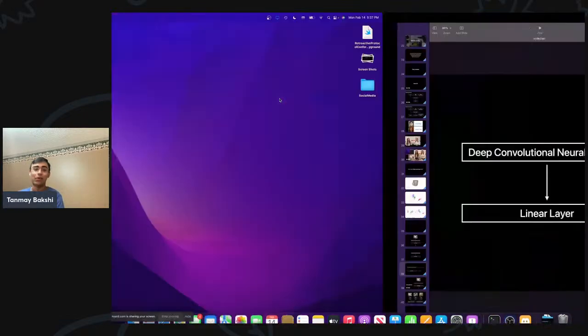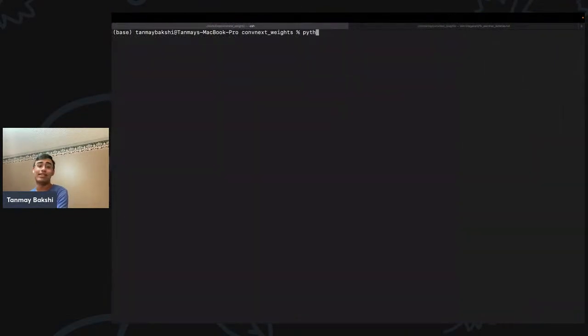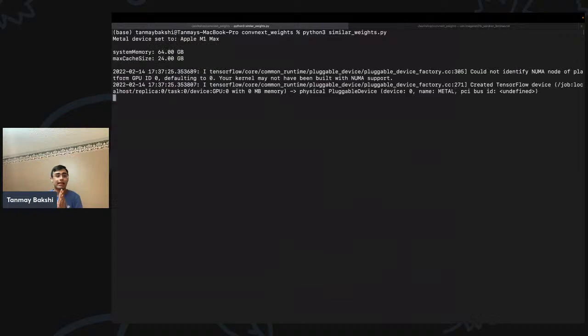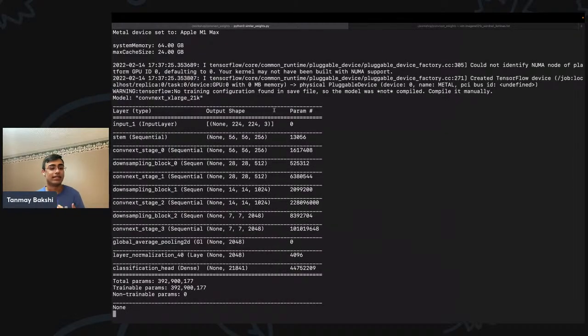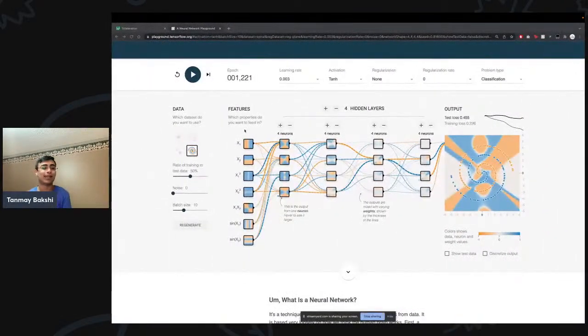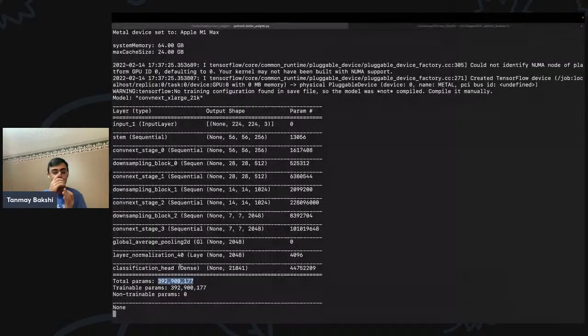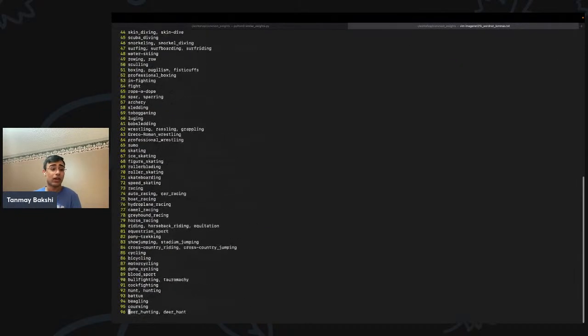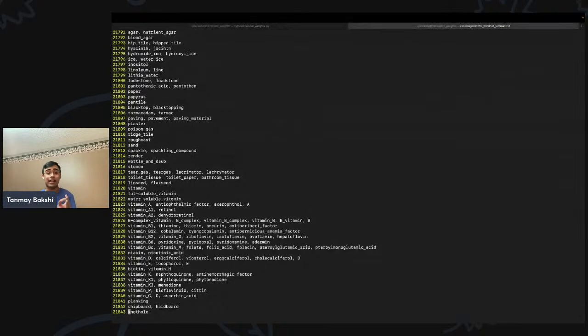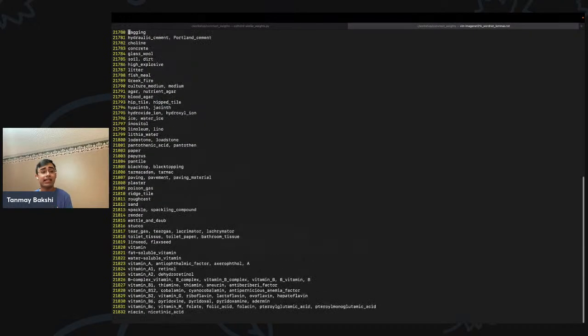And so, in order to demonstrate that phenomenon, I've put together a little bit of a demonstration here. And this Python script is going to load in a neural network called ConvNeXt by Facebook or Meta, I guess. As you can see, it has 392 million parameters, right? What we were dealing with in the TensorFlow playground is child's play compared to the sheer scale of this neural network. And if we go ahead and look at just the weights of the last layer, and we take a look at all the different classes this neural network was trained on, of which there are 21,843.